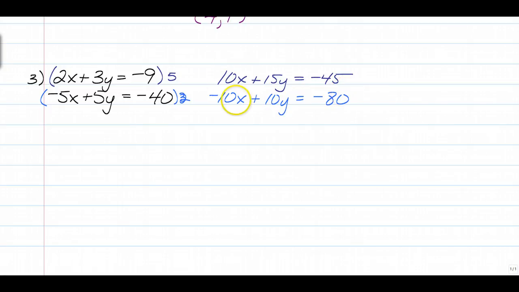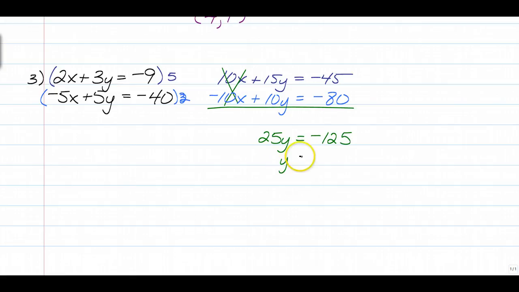And here we go again. The elimination happens right there when we add those two together. The 10x and negative 10x will cancel each other out, leaving you with 25y is equal to negative 125. Divide both sides by 25, and we're going to get y is equal to a negative 5.